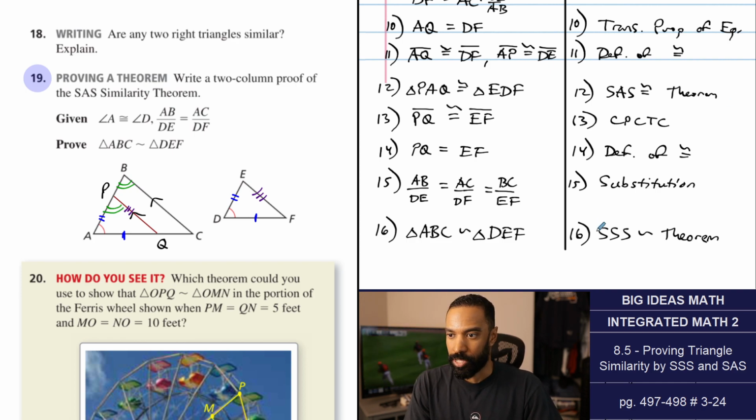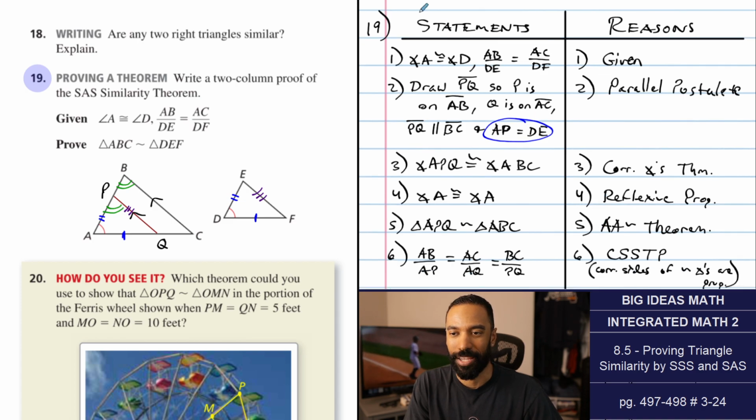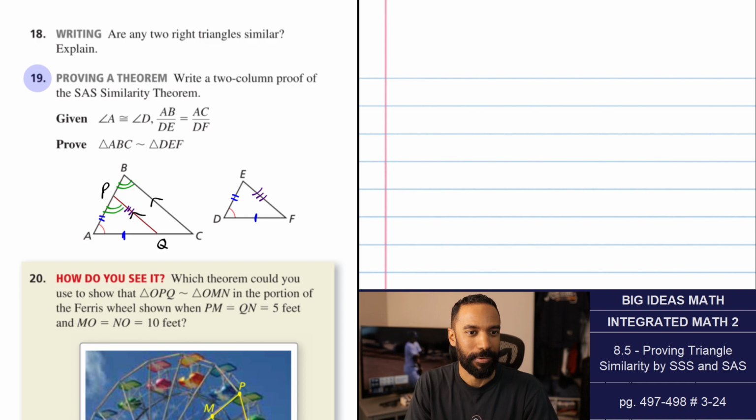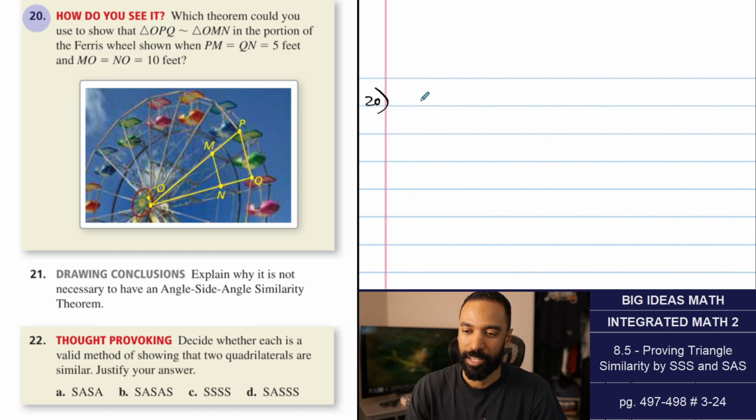Whew, that was not easy. That was a lot of steps, and I hope that I did that right. I was not a fan of that problem. No more proofs, please. We have 5 more problems, and hopefully none of them are proofs. Number 20. How do you see it? Never assigning that problem to my kids.